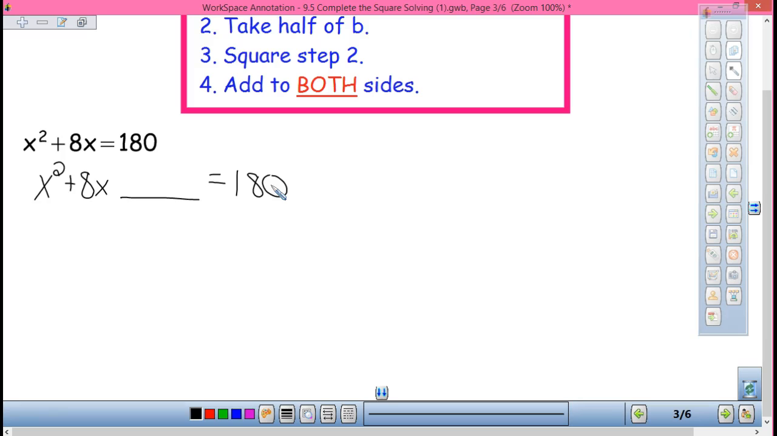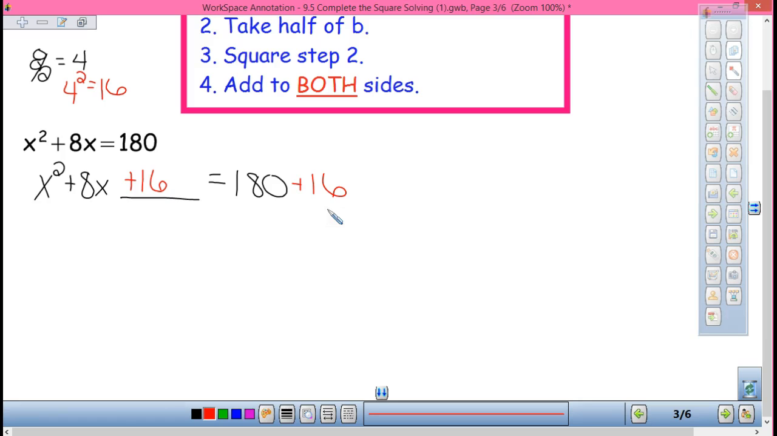Okay, so now, what do I have to do? I have to take b divided by 2, so what's my b? My b is 8. And we got to divide it by 2. So 8 divided by 2 gives me 4. And then what do I have to do with it? Square it. So 4 squared is 16. What am I going to do with that 16? Add it to both sides. Add 16, add 16. So it's more than just put it in that space, because you got to do it on both sides.